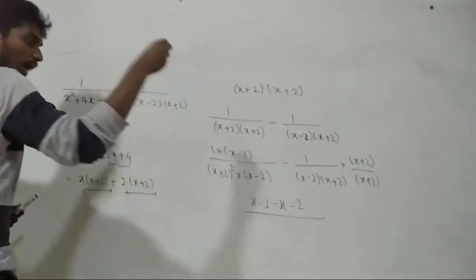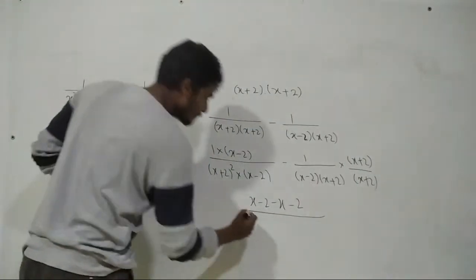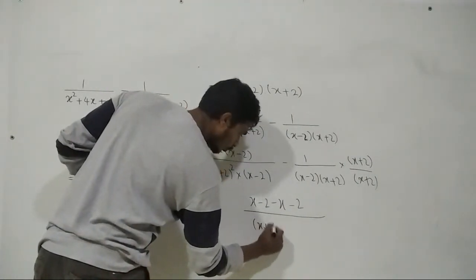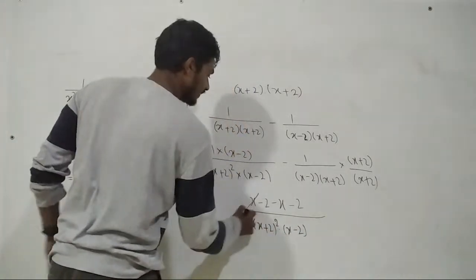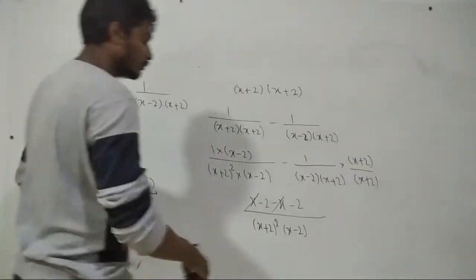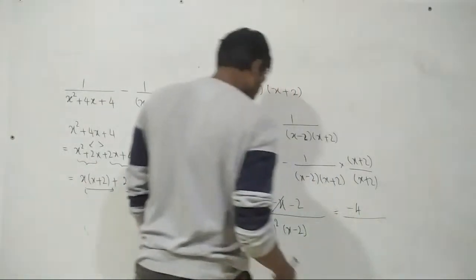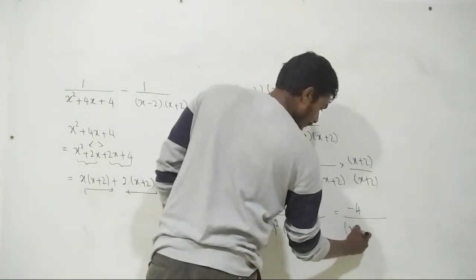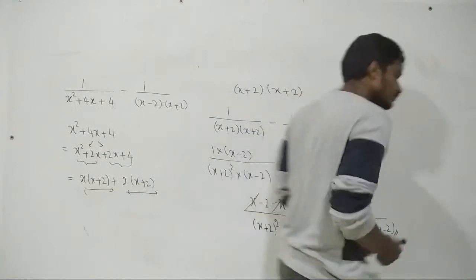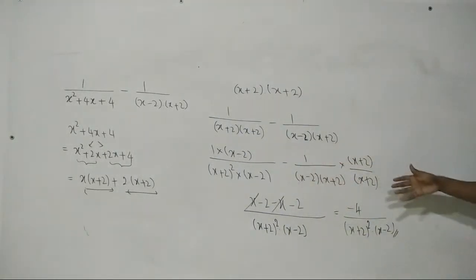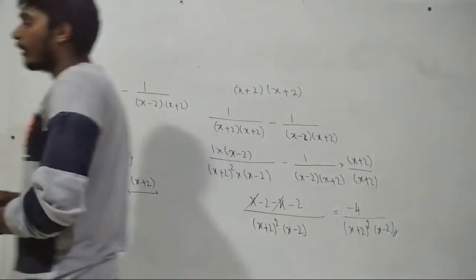And x minus 2 is the one that is just roaming around, so you have to include it by force. So you will have x plus 2 whole thing squared into x minus 2. So guys, plus x minus x gone. So minus 2 and minus 2 will be minus 4 divided by x plus 2 whole thing squared into x minus 2. So guys, this is the solution for these kinds of problems.